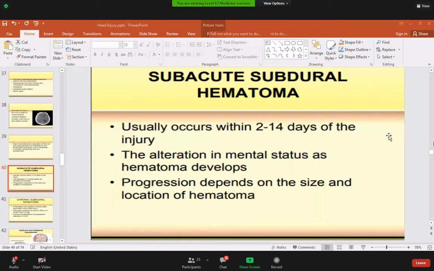Now, subacute subdural hematomas occur within 2 to 14 days after injury. Patient may have alteration in the mental status. And again, the progression depends on the size and location of the hematoma. According to the location, we have the motor deficit or the neurological sensory deficit.